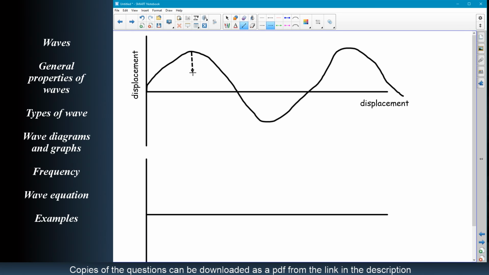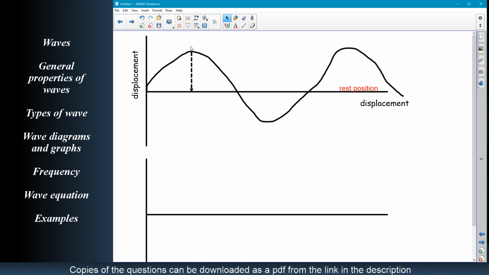Okay, so this zero line here along the bottom is special. This zero line is the rest position. So along x, this is the rest position of the wave. Now when the wave goes past, this is where all your particles are going to end up back at. They're going to end up back at this rest position, straight as if nothing ever happened.